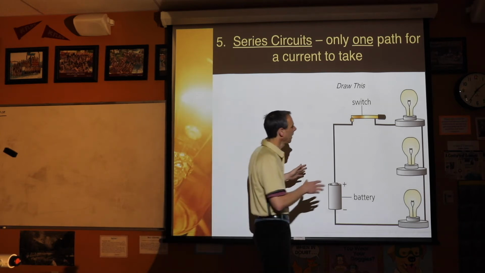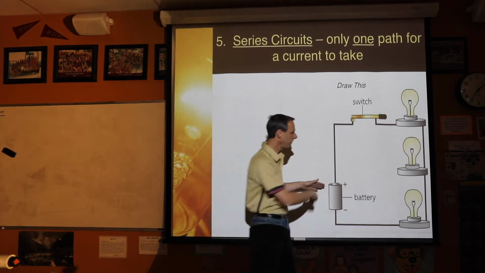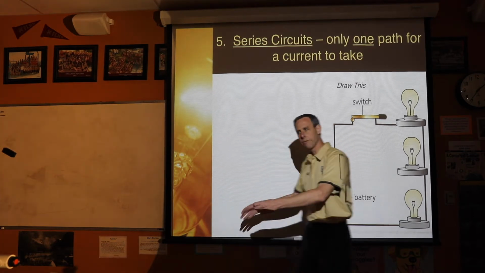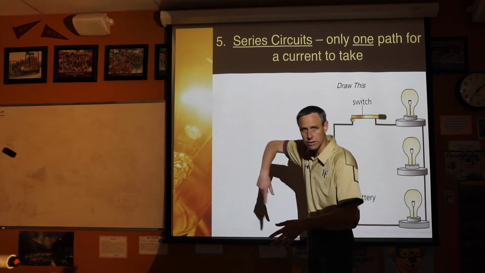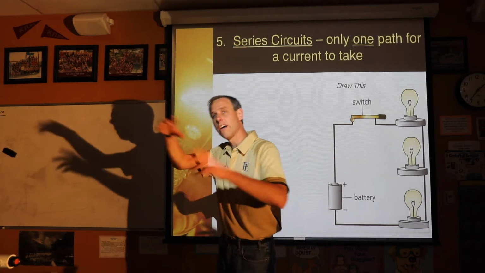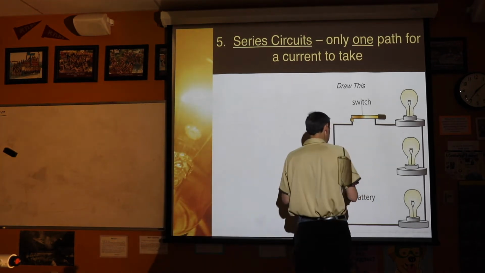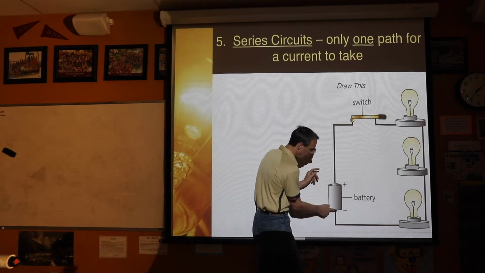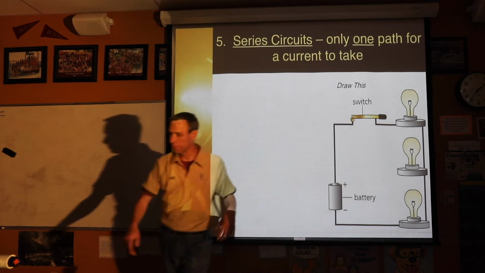A series circuit is where we want the electricity to travel in a circle. Remember when Harry and I made a circuit with our bodies? It had to make a circle. It had to get from one end to the other end of that battery and the buzzer thing. Well, here we have this end of the battery and this end of the battery, and it needs to go around.